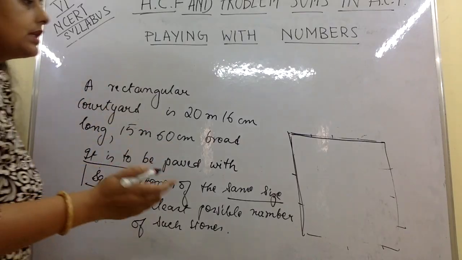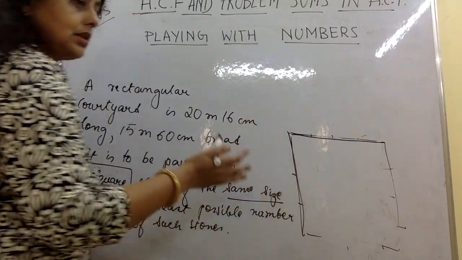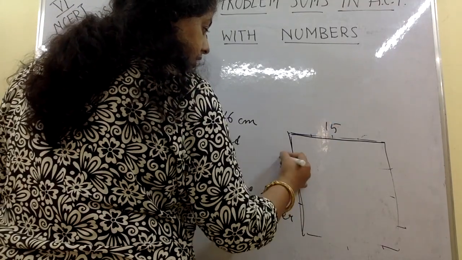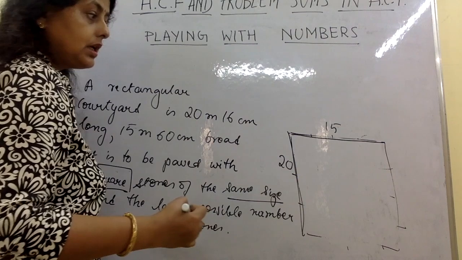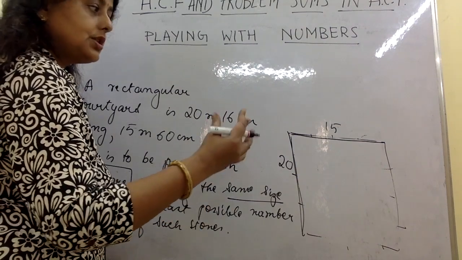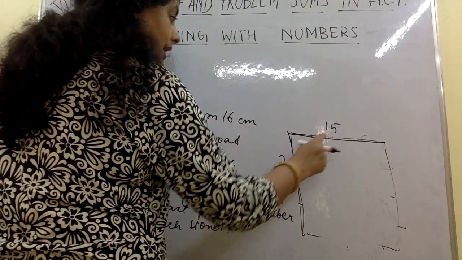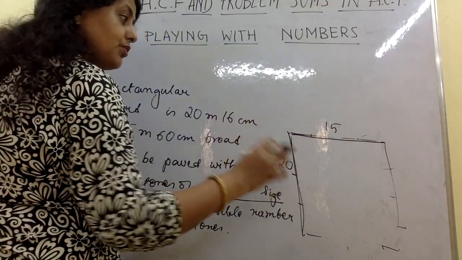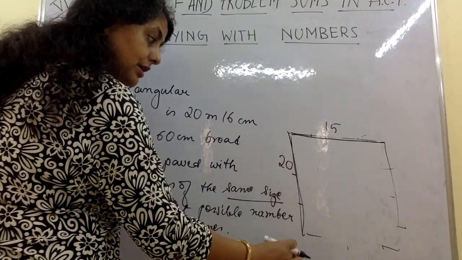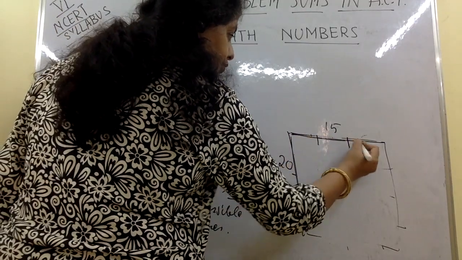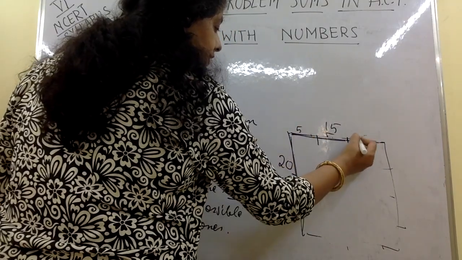Now what to do? If I just change the numbers, it will be easy to understand. Supposing this side is 15 and this side is 20. I have to look for the largest square. Squares have equal sides, so I have to look for the biggest number which will divide this and also divide this. In that case, it's going to be 5 centimeters: 1, 2, 3 pieces of 5.